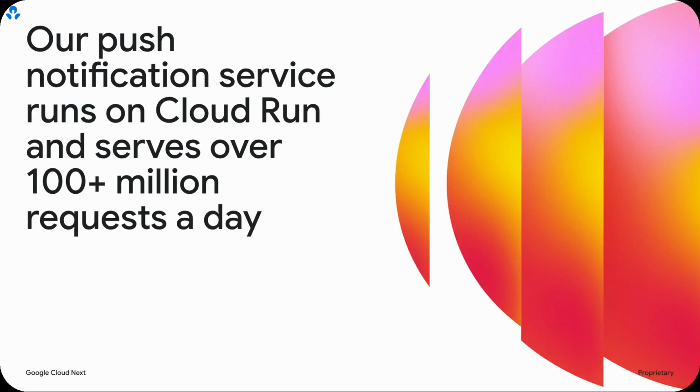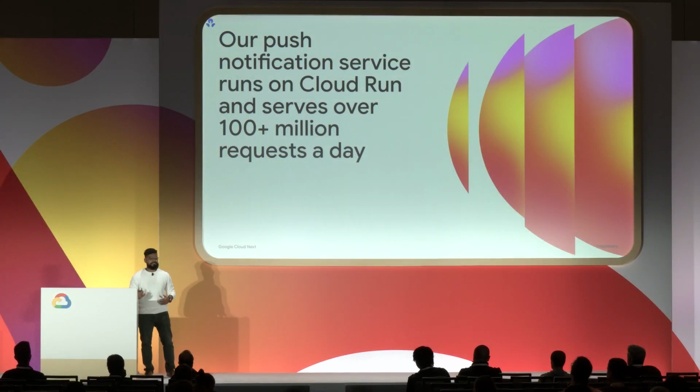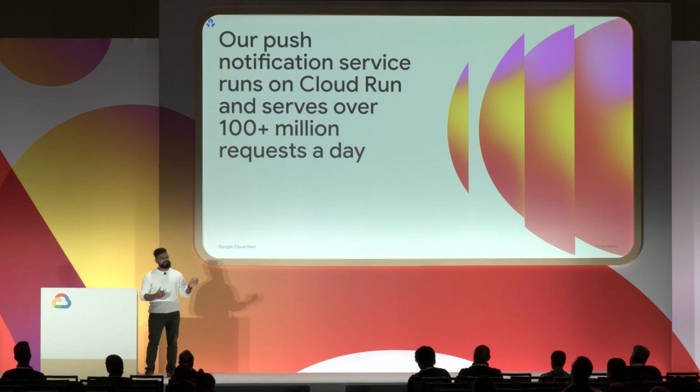Let's take a closer look at our push notification service. It serves about 100 million requests to our customers every single day. These notifications include transactions, security alerts, and other major updates. Cloud Run's automatic scaling is absolutely essential here. It ensures that we can handle massive traffic spikes, especially during those shopping events and those promotional campaigns, without any performance degradation.